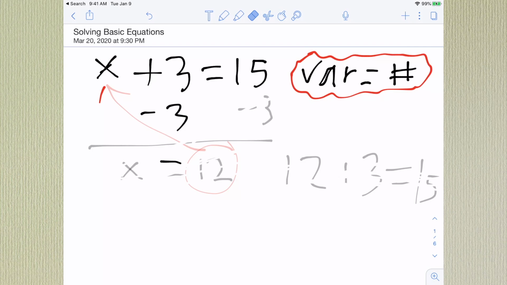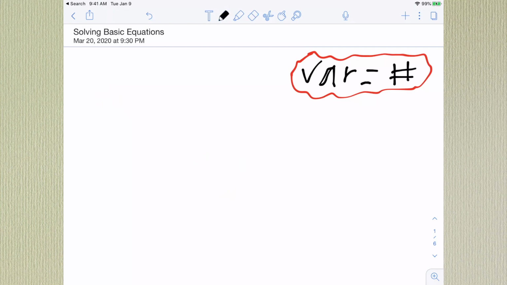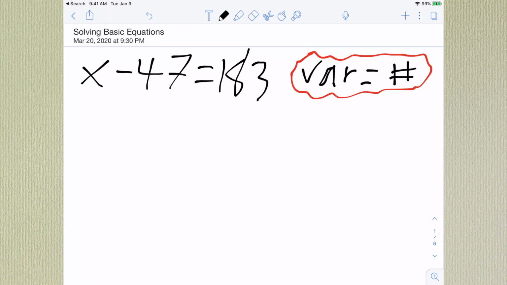Anyways, now we're going to try another problem, and I also encourage you, now that you've figured out how to do the first one, to try it on your own. It is x minus 47 equals 183. Remember, you want to have a variable equal to a number, so x equals something. Pause your videos right now and try that. After that, I'll go over it.